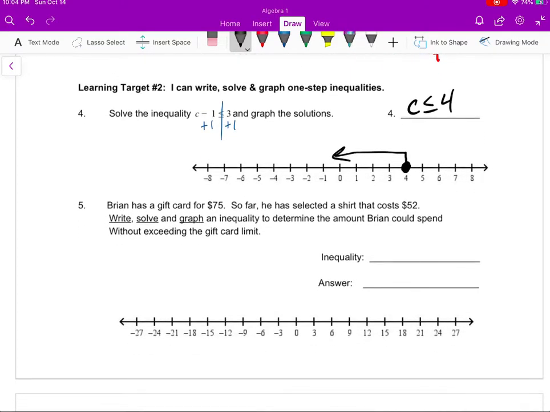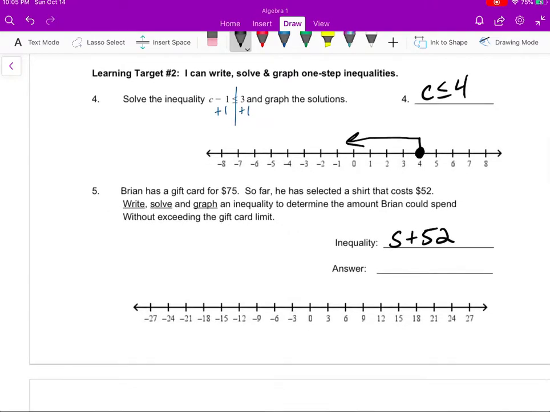Brian has a gift card. So far he has selected a shirt that costs $52. Well, he's got $75 to spend and he's already spent $52. I'm sure we could all figure out how much money he has left, but he doesn't really need to spend all of that money. So his unspent money, let's call that S, plus the money he's already spent, $52, has to be less than or equal to the $75 he has available.